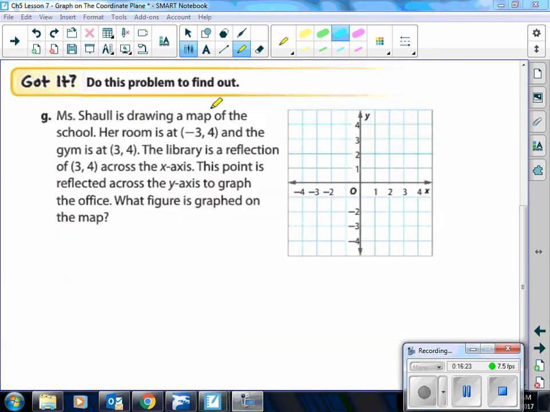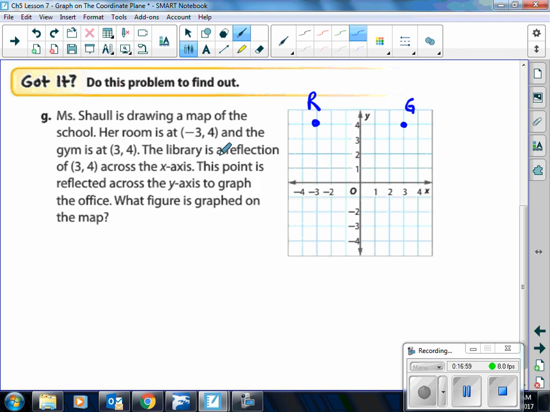All right. Miss Shaw is drawing a map of her school. Her room is at negative 3 comma 4. So let's graph negative 3 comma 4. So negative 3 comma 4 right there, that is her room. Let's just call it R. Okay? And the gym is at 3 comma 4. So the gym is over here at 3 comma 4. There's the gym.